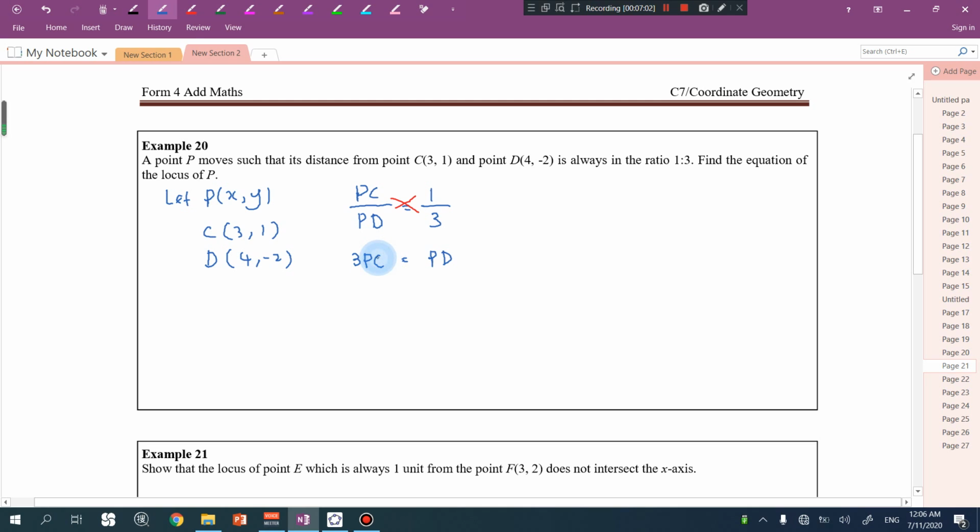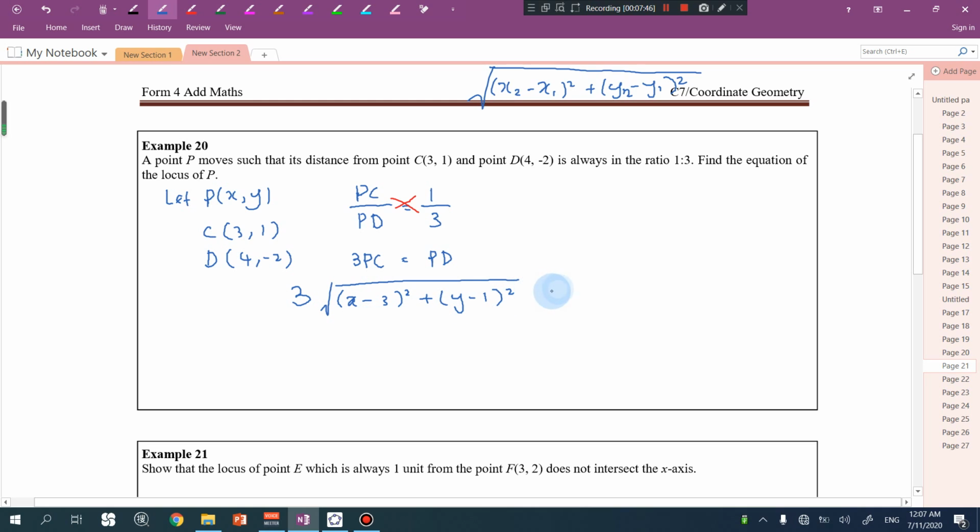Now we need to find the distance of PC and the distance of PD. How do we find it? We just use the formula that I showed just now, x2 minus x1 square plus y2 minus y1 square, and then we square root it. Now we look at PC first. We focus on P and C. x minus 3 square plus y minus 1 square, and then square root it, right? So this is the distance between PC, and don't forget you have a 3 over here.